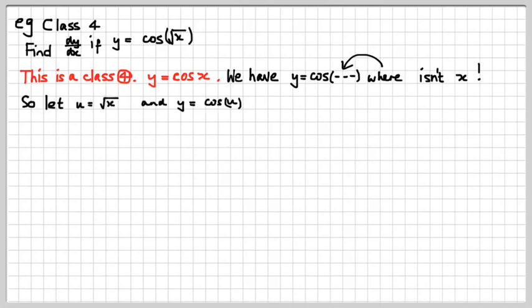So we let u equal root x, the complicated part, and therefore y becomes cos u, and we do the derivatives, don't we? You get that? Good. And yes, derivative of cos is minus sine, right? Derivative of sine is cos, and derivative of cos is minus sine. Okay, so cos has to be a bit different.